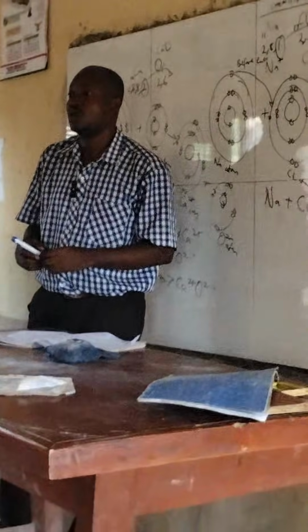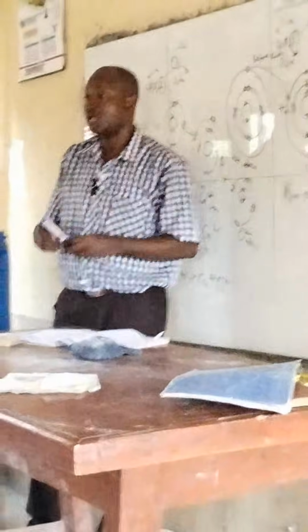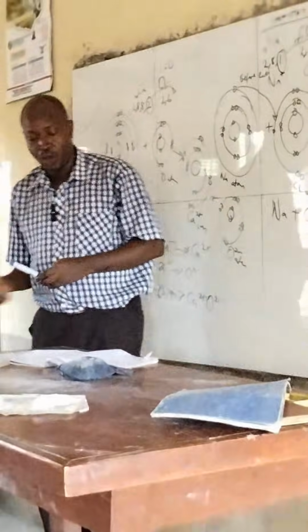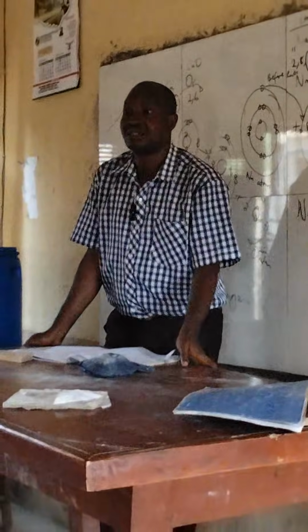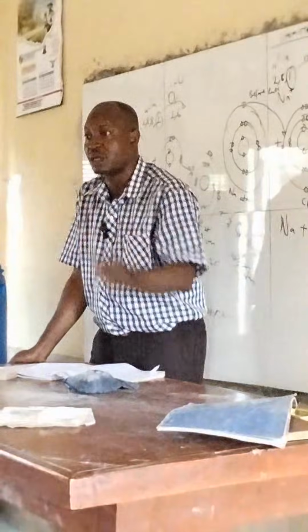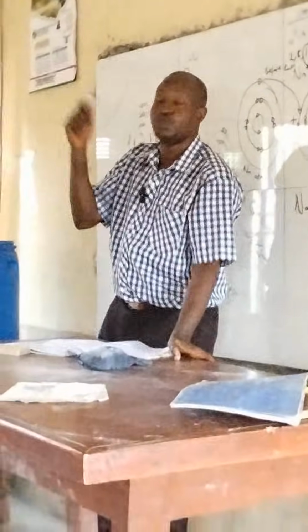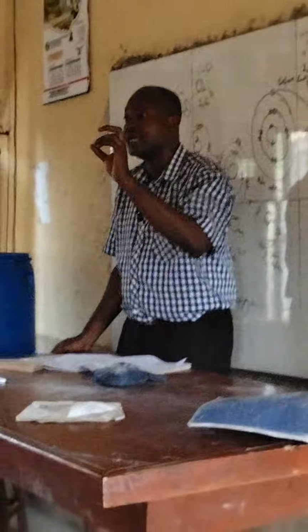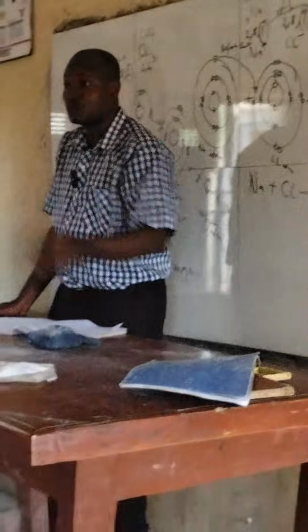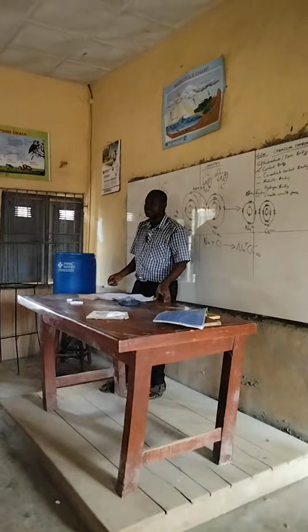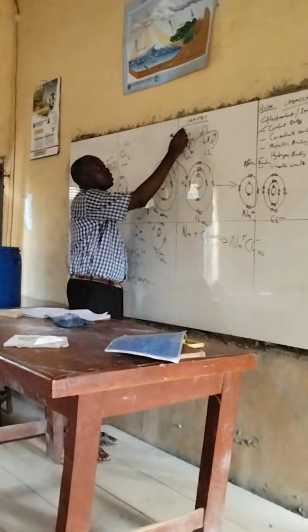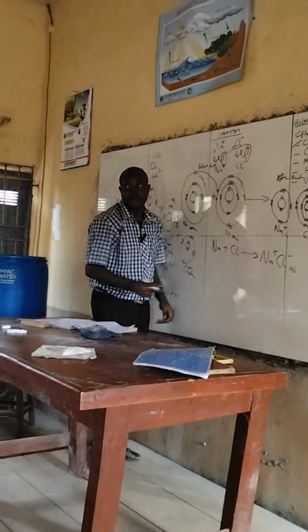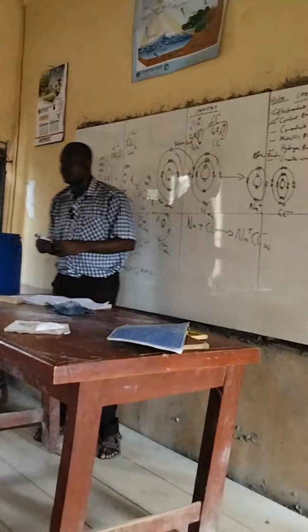Let's talk about the properties of electrovalent or ionic bonding. One, they are solid at room temperature. For example, the sodium chloride crystals we talked about are an example of electrovalent bonding between sodium and chlorine. They consist of an aggregate of oppositely charged ions, positive ions and negative ions, in equal amounts.